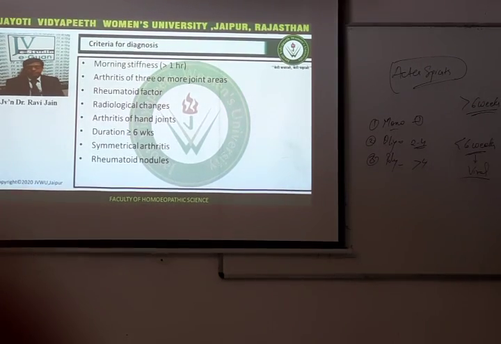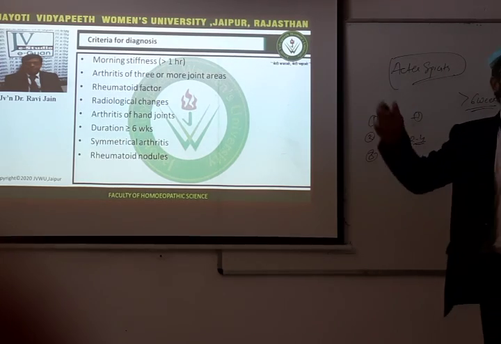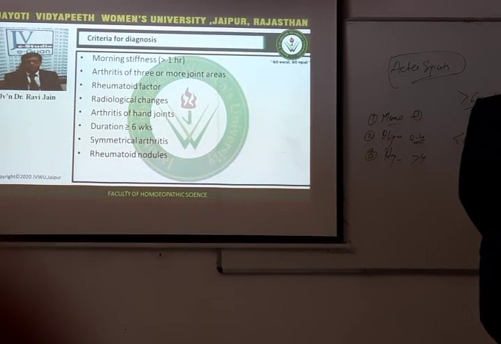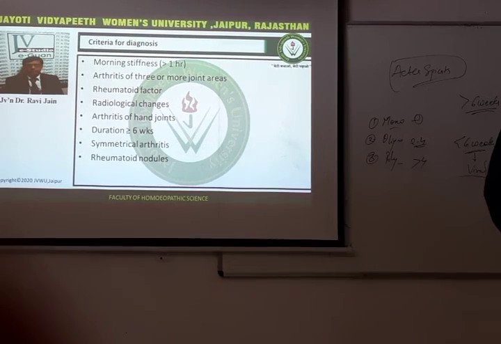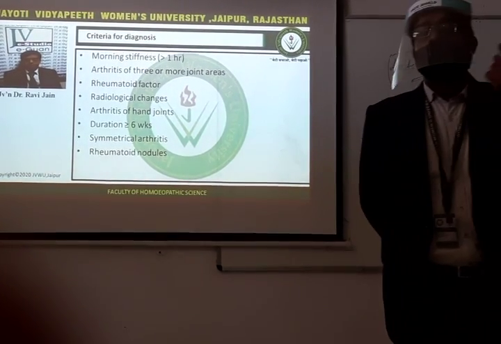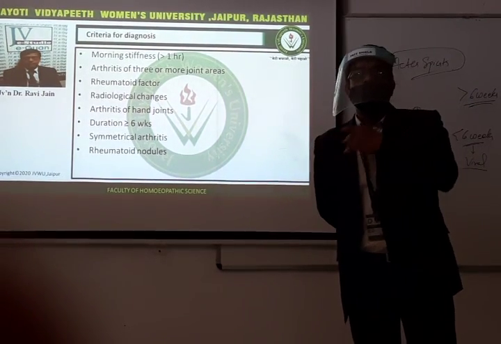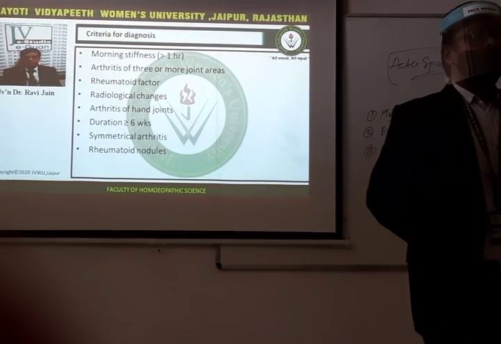Rheumatoid factor present. This is very important again. Rheumatoid factor was due to, no, this was autoimmune, yes. But what were the cells that were producing the rheumatoid factor? Which cells? T cells.